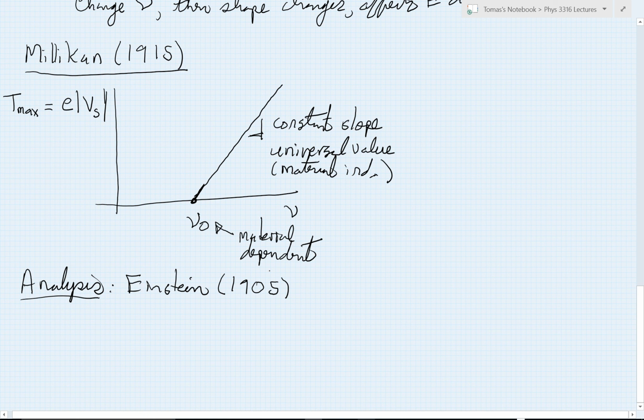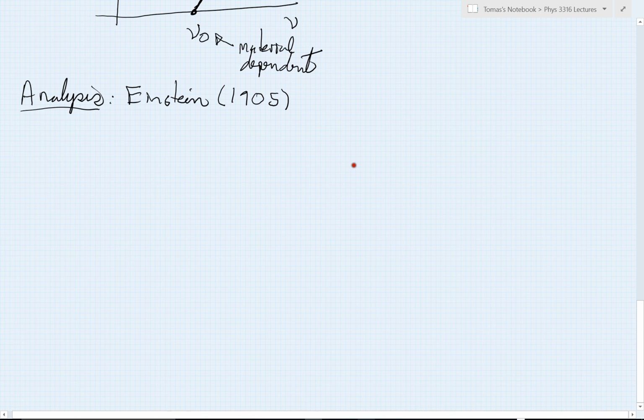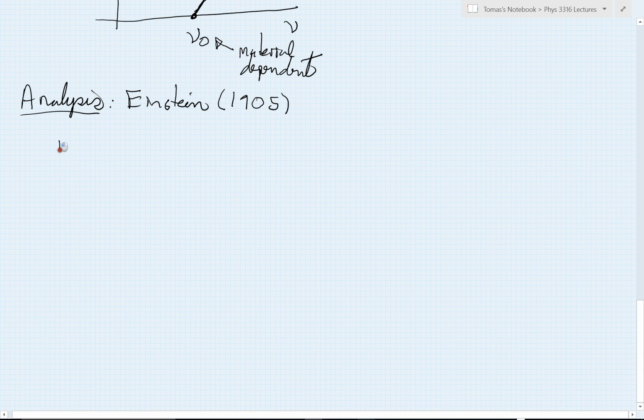Basically, Millikan was just doing a very beautiful and detailed exploration of the predictions of Einstein. And this, in fact, represents Einstein's Nobel Prize. Einstein never got a prize for relativity. He got it for this really amazing piece of theoretical physics. Now, Einstein's analysis is beautiful. It comes in two pieces. It has a qualitative part and a quantitative part.